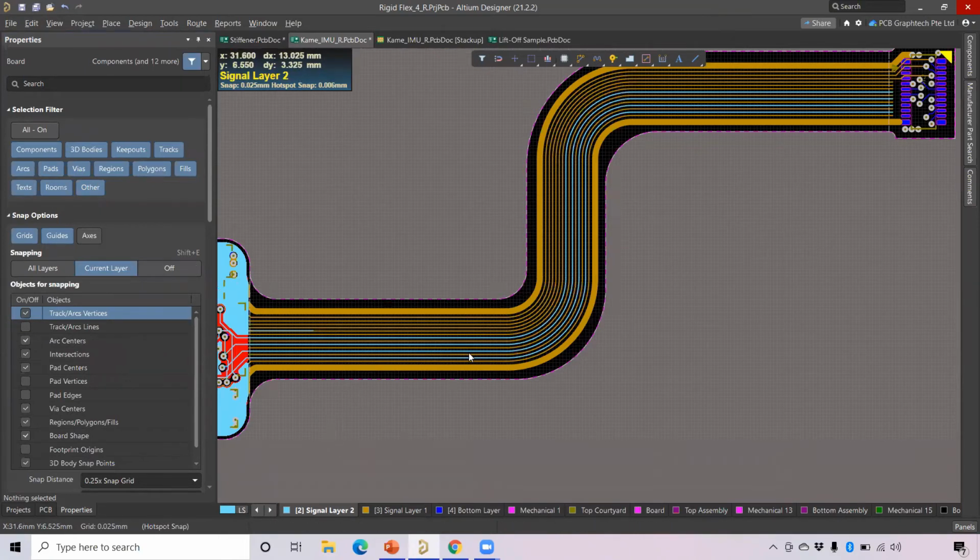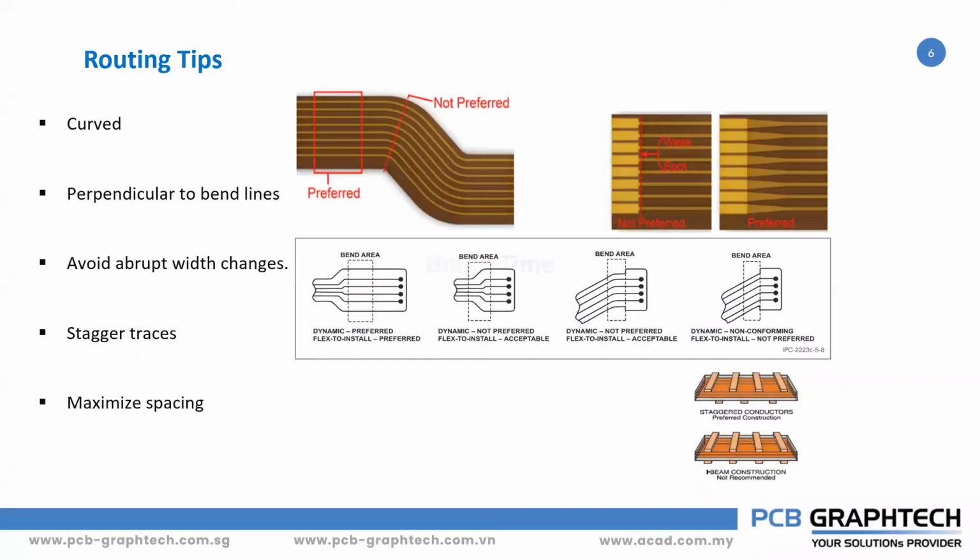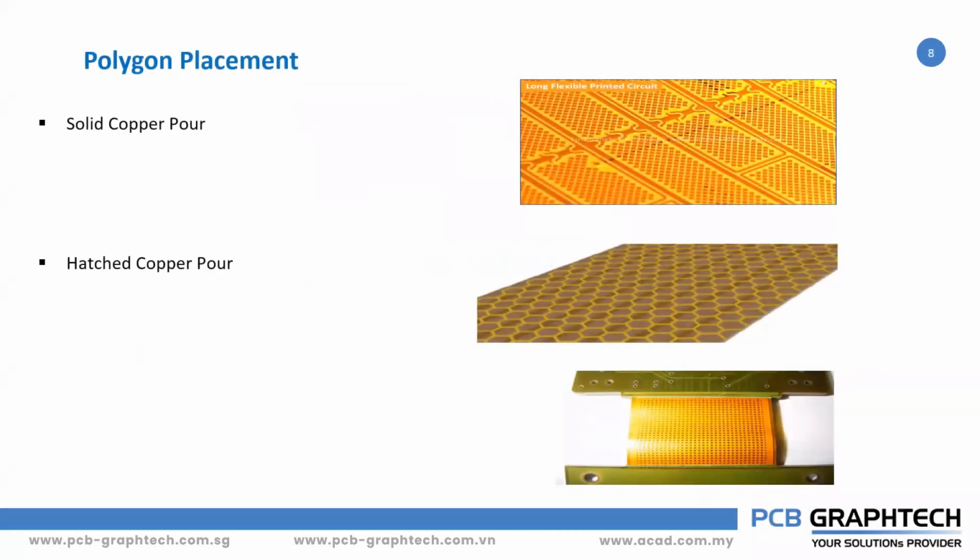Okay, so next step is we are going to see how this also will maximize the spacing. Okay, here as I add the staggered trace, I have done it in another layer, and this staggered trace will also help to maximize the spacing between the layers. Okay, so now let me go to the slides again, and then we will go for the next one, which is about your polygon placement.